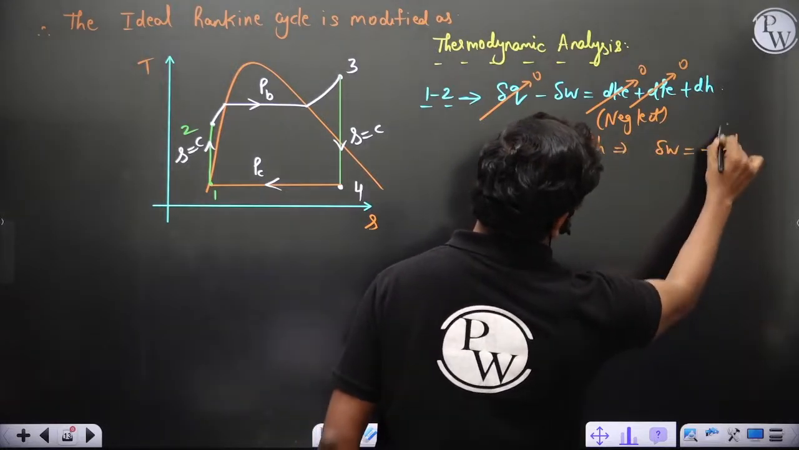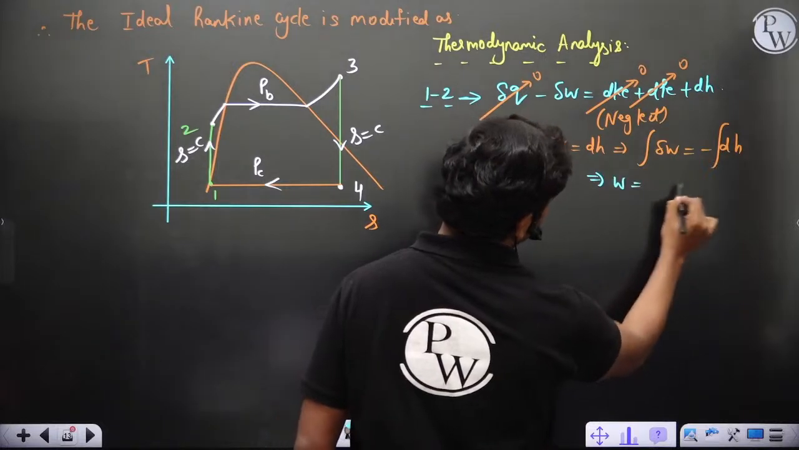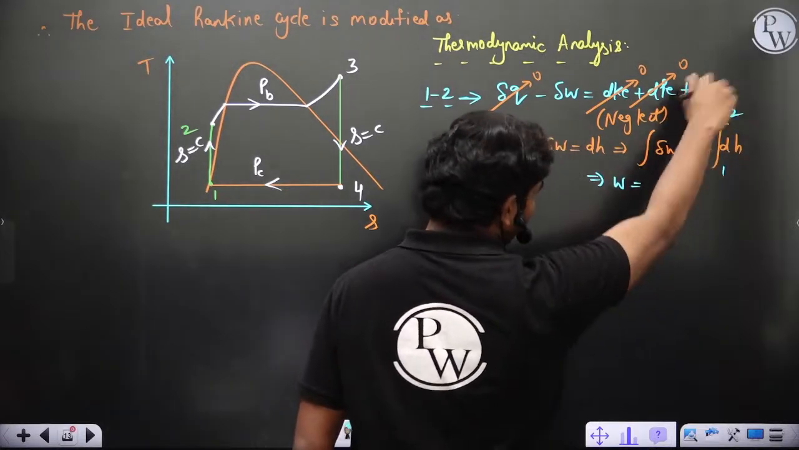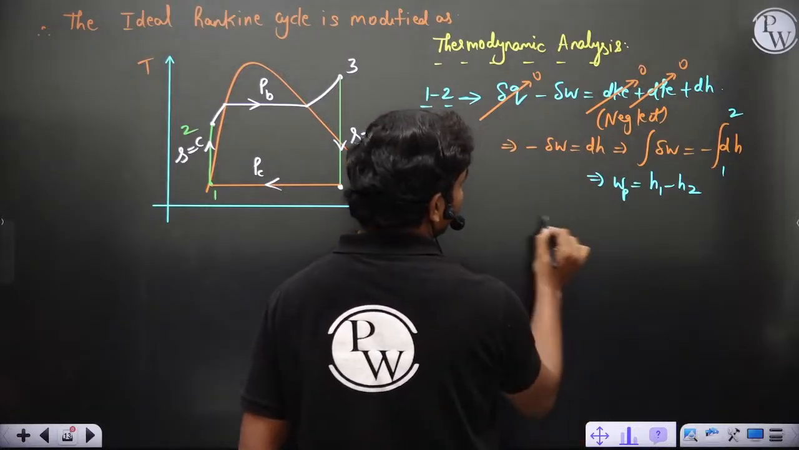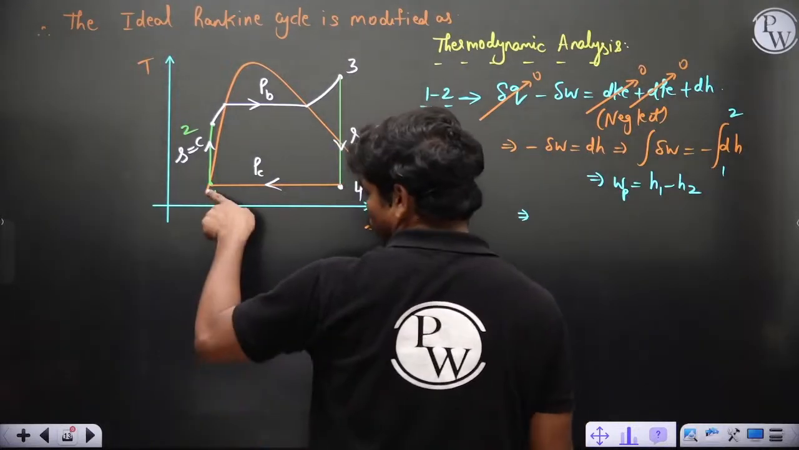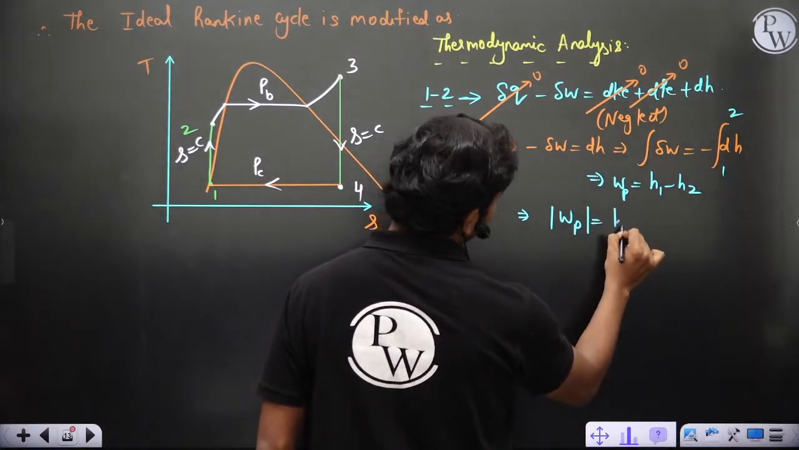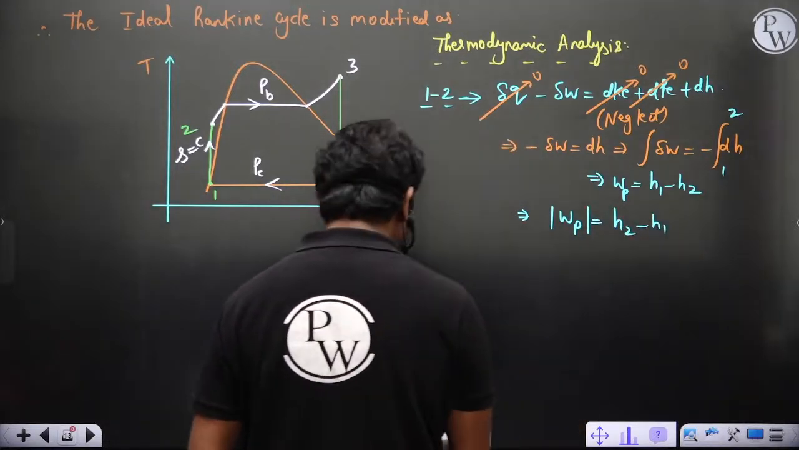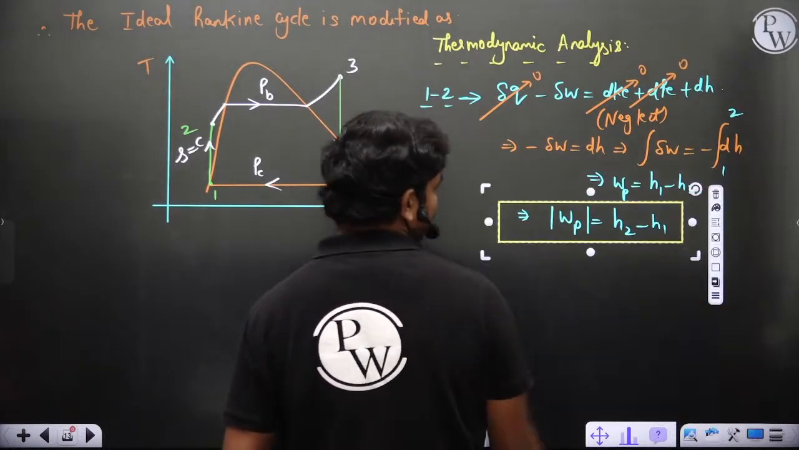Now if you do the integration, we get the work interaction for the pump from state 1 to 2 as minus of H2 minus H1, that is H1 minus H2. Clearly this quantity is negative because 1 is below and 2 is on top, so the magnitude of pump work is equal to H2 minus H1, and pump is a device which needs some work. This is just some bit of maths.